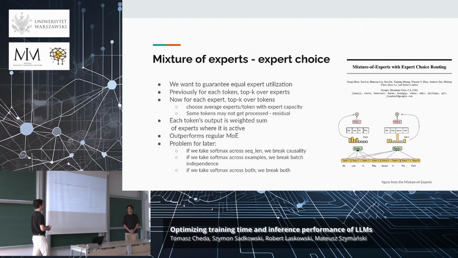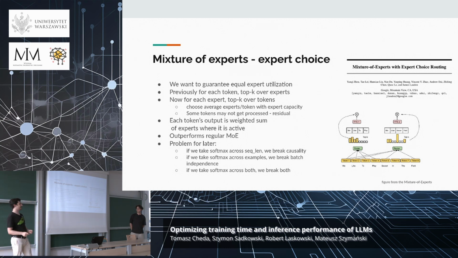Once we take the output of the experts, we combine them with a weighted sum. This is not really obvious that it's going to work, but we're actually doing that for the earlier versions of MOE, and it's kind of important that this works. This version outperforms the regular mixture of experts, and it was introduced by Google in their paper.